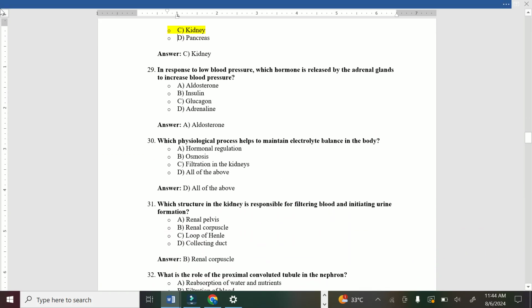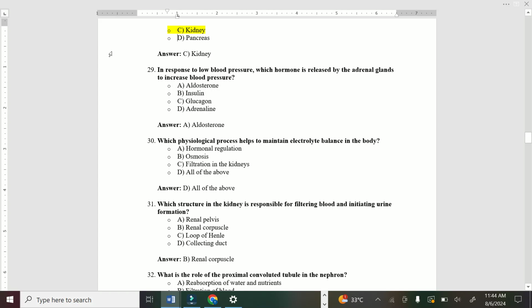The next MCQ is: in response to low blood pressure, which hormone is released by the adrenal gland to increase blood pressure? A. Aldosterone. B. Insulin. C. Glucagon. D. Adrenaline. So the correct option is A. Aldosterone.